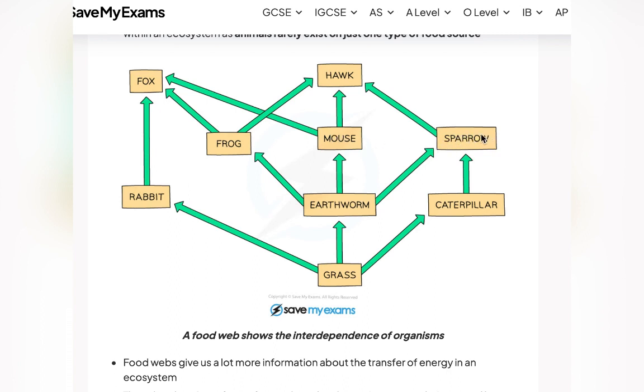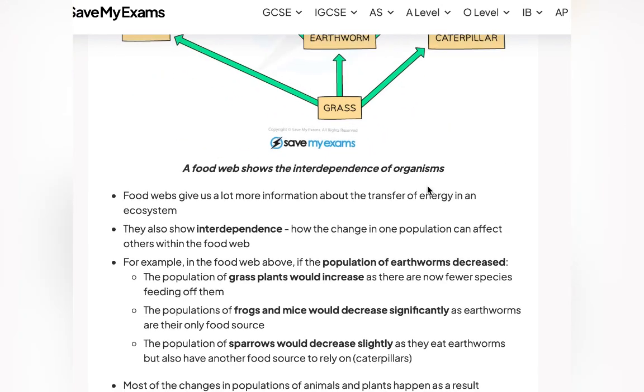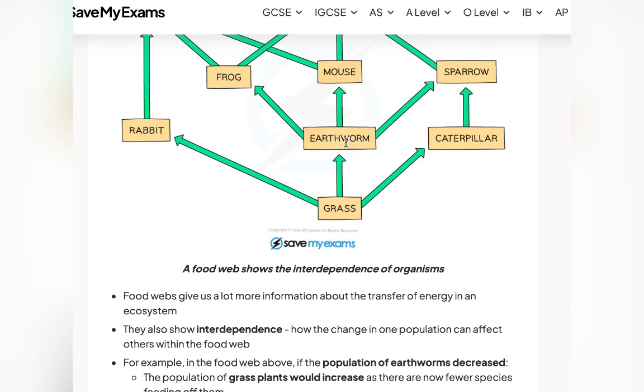But why will the sparrow not go to extinction? Because the sparrow is not only feeding on the earthworm, it's also feeding on the caterpillar. So you still have the sparrow. But the frog and mouse will reduce very drastically, almost to extinction. The mouse will be greatly affected, and the frog will also be greatly affected. So that's what happens if the earthworm decreases.